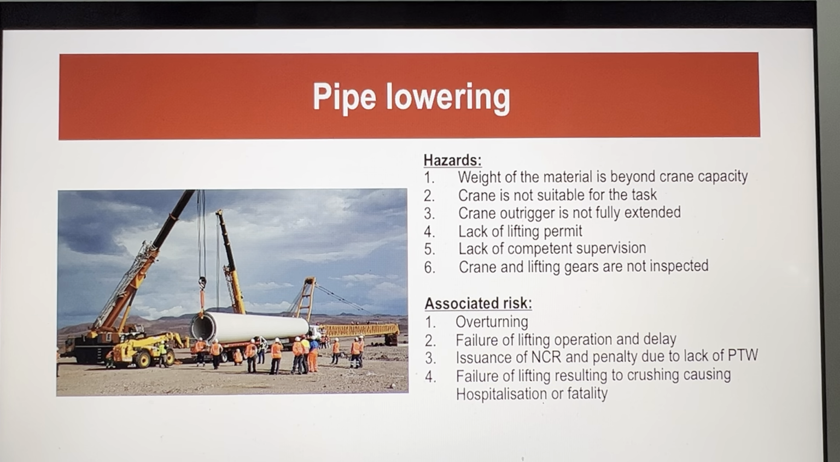Here you will find a heavy load, and at the same time, you will find people near the load. Crane is not suitable for the task, it's another hazard. Crane outrigger is not fully extended, lack of lifting permit, lack of competent supervision, crane and lifting gears are not inspected. Associated risk: overturning, failure of lifting operations and delay, issuance of NCR and penalty due to lack of PTW, failure of lifting resulting in crashing, causing hospitalization or fatality.